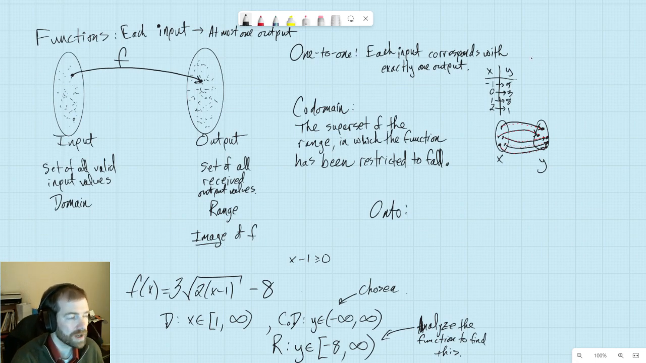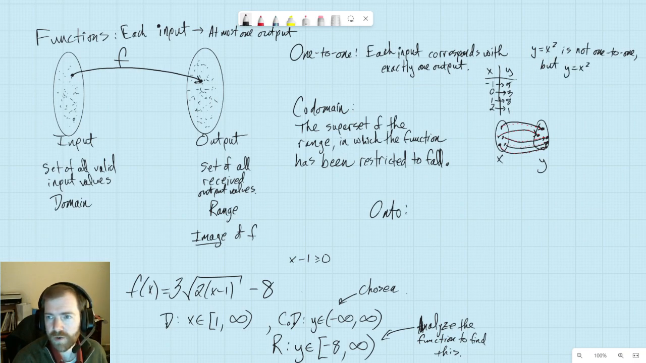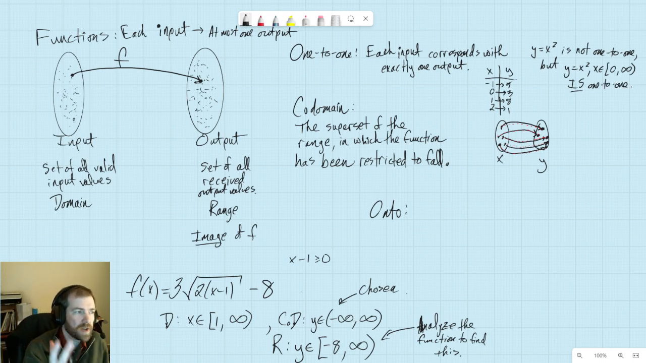y equals x squared is not 1-to-1 unless we restrict it. But y equals x squared, with x belonging to 0 to infinity, is 1-to-1. So there may be a certain restricted domain over which a particular function, which wasn't 1-to-1 over an unrestricted domain, is 1-to-1. So that's saying that A is going to be your input set, B is going to be your output set.